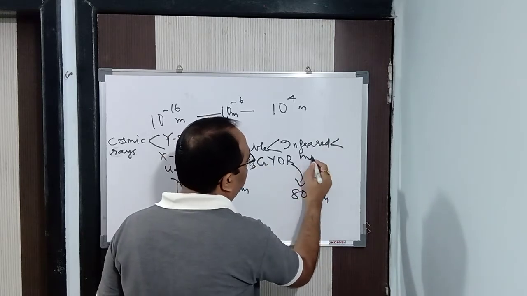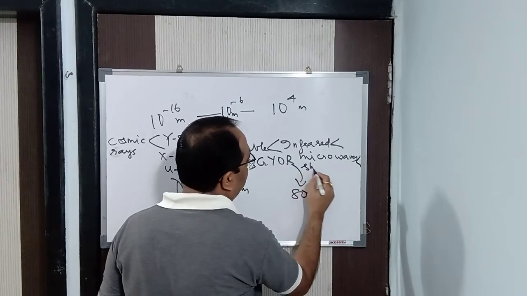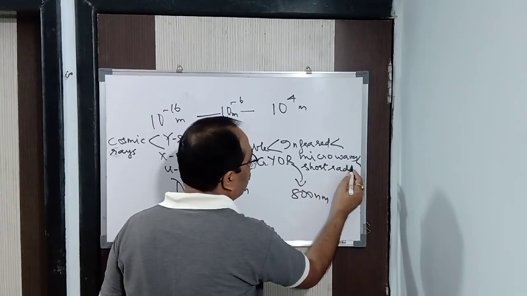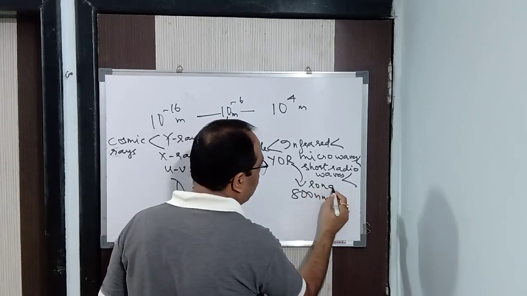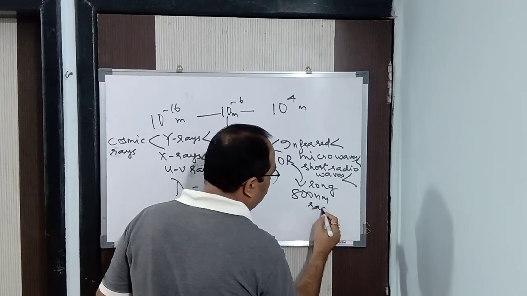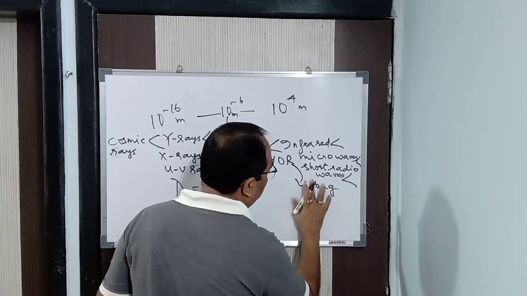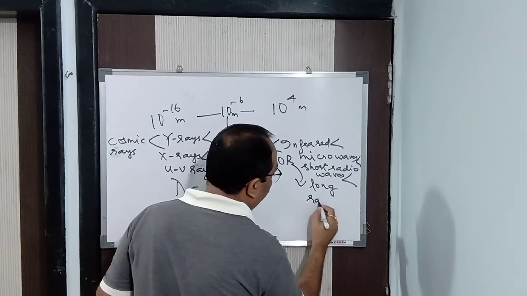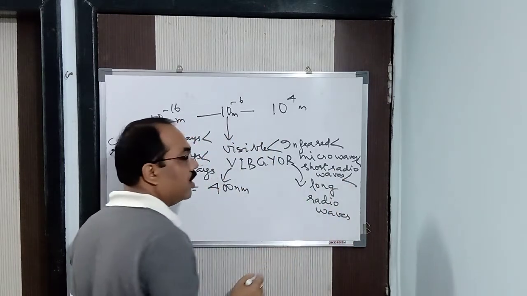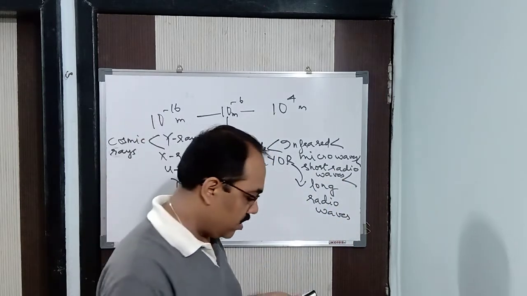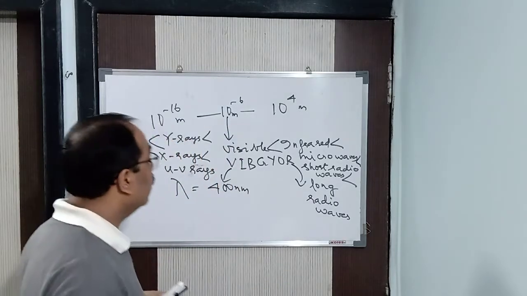After infrared, you get microwaves. After microwaves, you will get short radio waves. After short radio waves, you will get long radio waves. The short radio waves are nothing but your FM or AM channels, and the long radio waves are nothing but the All India Radio. Alright, clear.